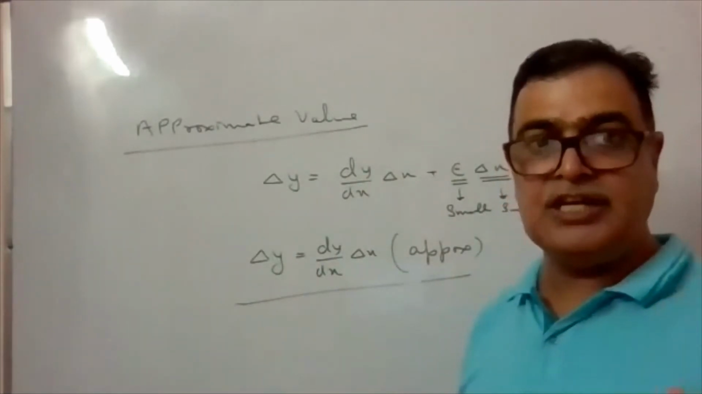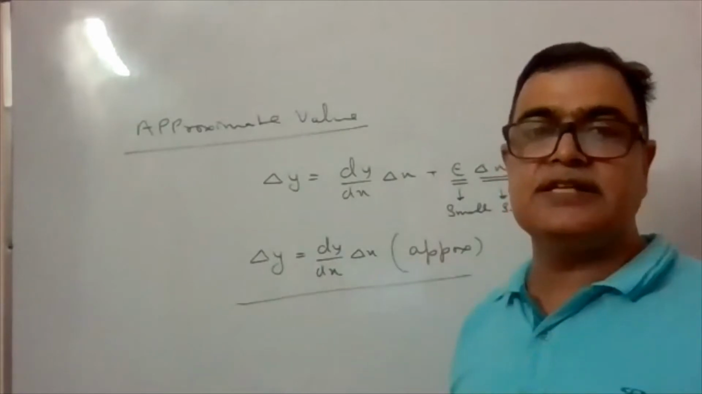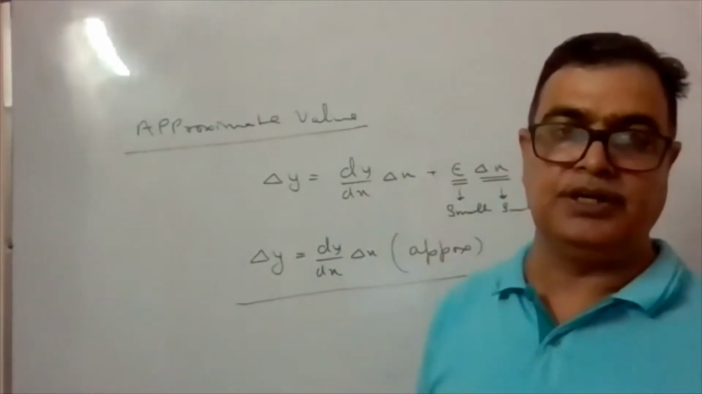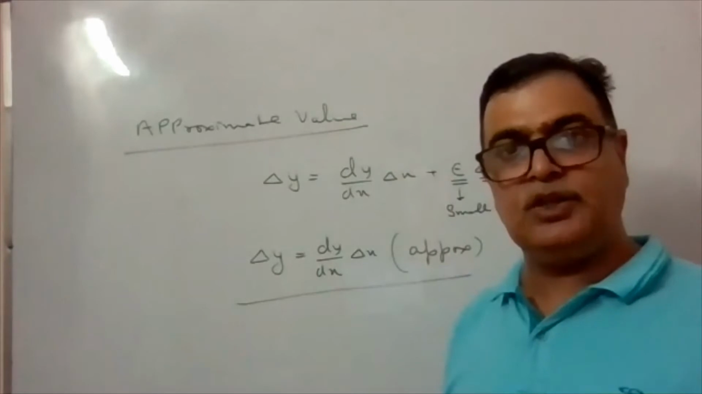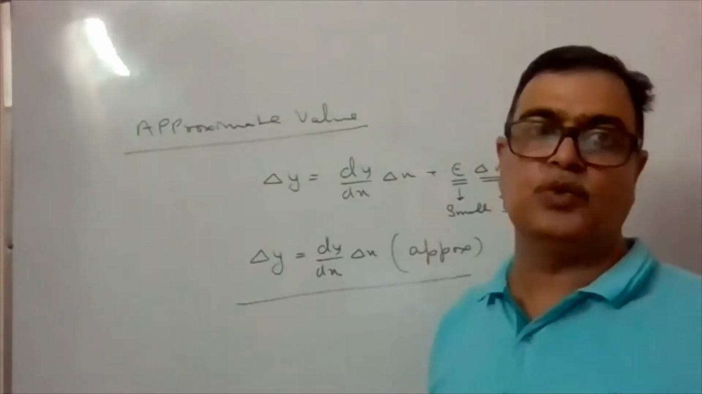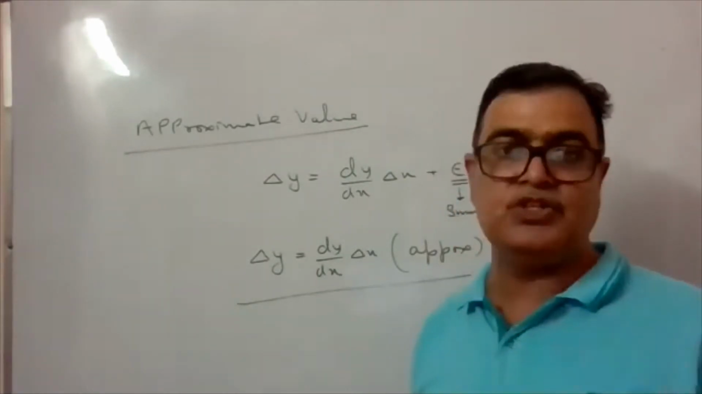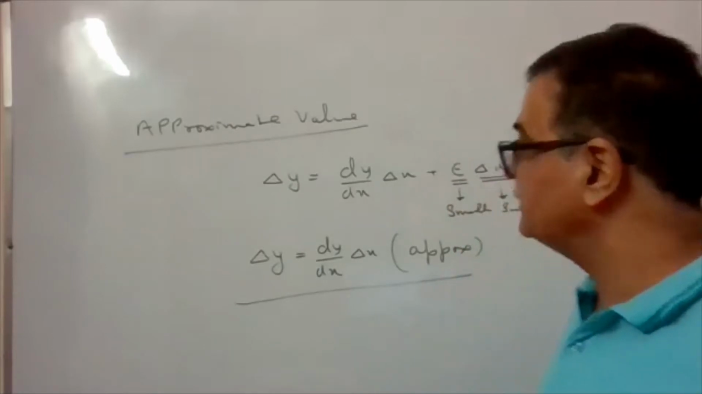Approximate change in x I do. What is the change comes in y? We will be calculating. एक वेरिएबल हम चेंज करेंगे, दूसरे में कितना चेंज आ रहा है, that we are going to calculate. That is called approximate change in y with respect to x.